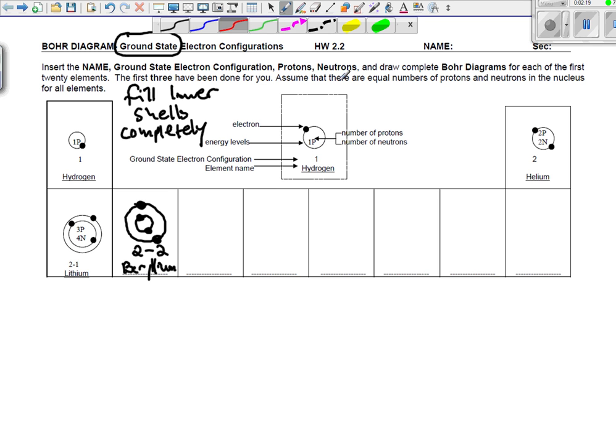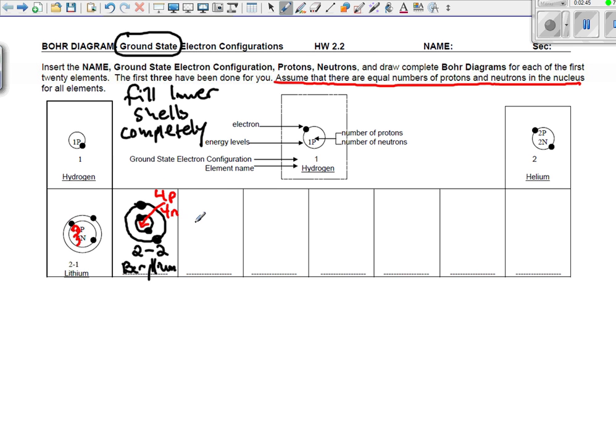and it says in the instructions, assume there are equal numbers of protons and neutrons in the nucleus. So in my example here, I kind of made a mistake. It should be 3 protons and 3 neutrons, just as it's 2 and 2. So if there's 3 protons for lithium, beryllium is atomic number 4. So inside here, I really should have written 4p and 4n. Okay, let's do one more.